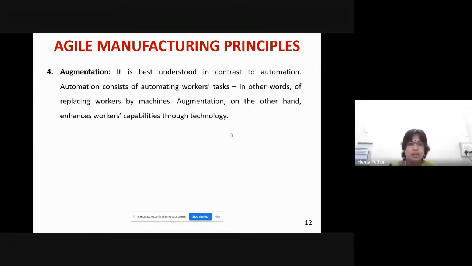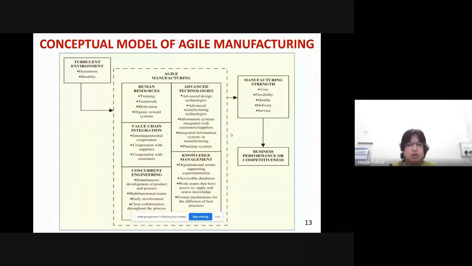And this is the conceptual model of agile manufacturing. Looking at this conceptual model, we have an intermediate box, and there are two different external sources. Let me discuss this intermediate box first, then we'll talk about these external sources.